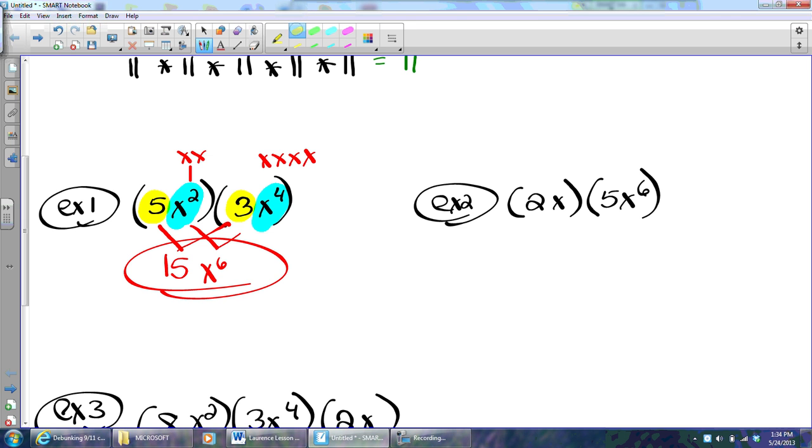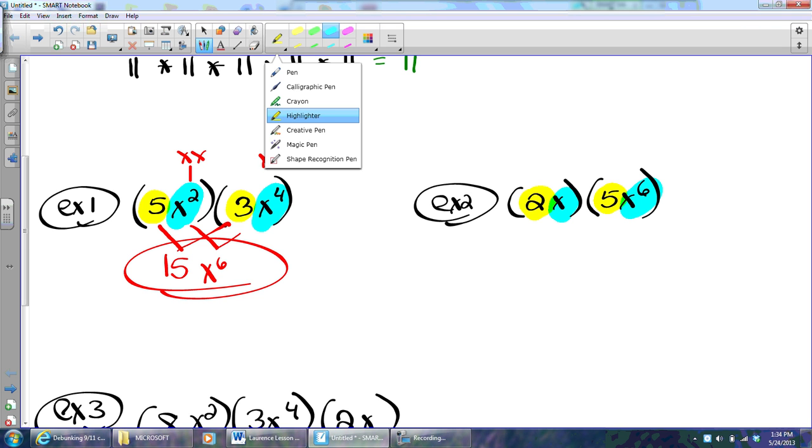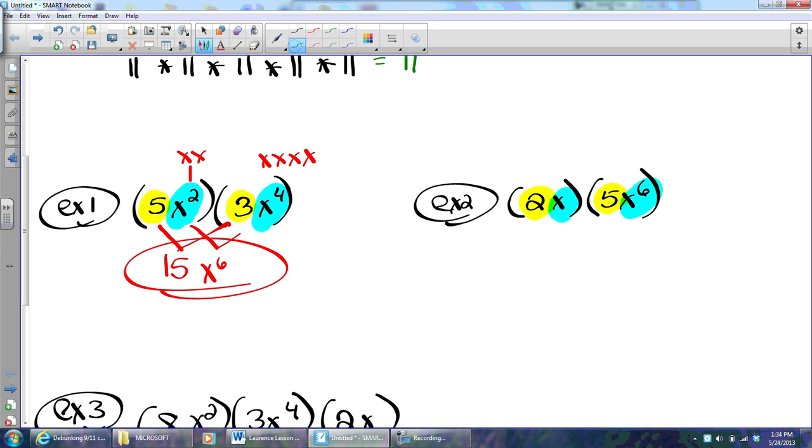Example number 2. I've got to multiply my coefficients. Then I have to multiply my bases. Right? The bases that match. So, get back to my pen here. 2 times 5, that's 10. Now x times x to the 6th. Before you tell me it's x to the 6th, stop and think. How many x's are being multiplied? There's an x here, and there's 6 x's here. How many x's altogether? 7.